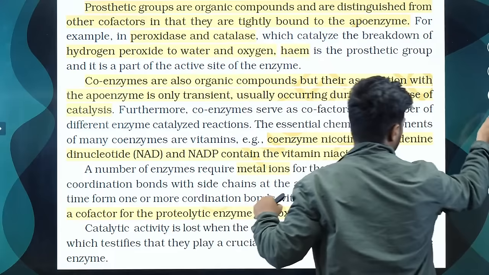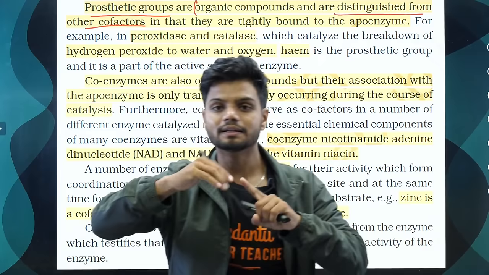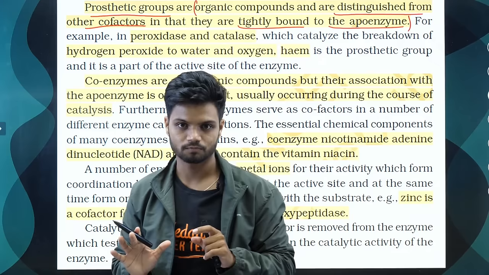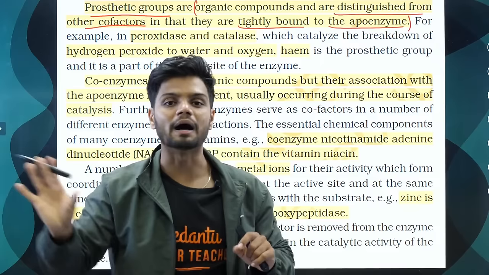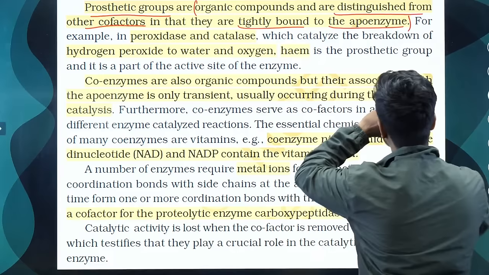All of you should notice that prosthetic groups are organic compounds and are distinguished from other cofactors. Prosthetic groups are distinguished from other cofactors because they are tightly bound to the apoenzyme. Can you see here? And remember, students, apoenzyme is the protein part, and the cofactor is the non-protein part. That you need to know first of all. Okay, example is very important. Example for every single one is important.